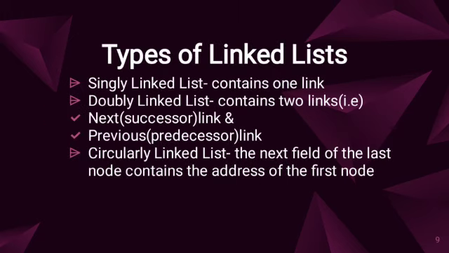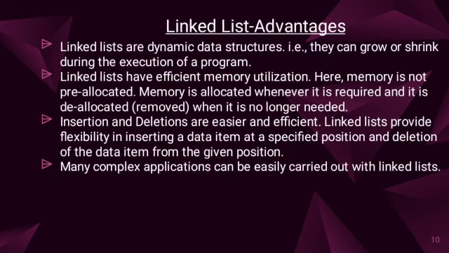Next we see what are the types used in linked list. First one, single linked list. It contains only one link, that is the forward link. Second one, doubly linked list. It contains two links, that is the next link, successor link, and the predecessor link. Last one, circular linked list. Here the next field of the last node contains the address of the first node.